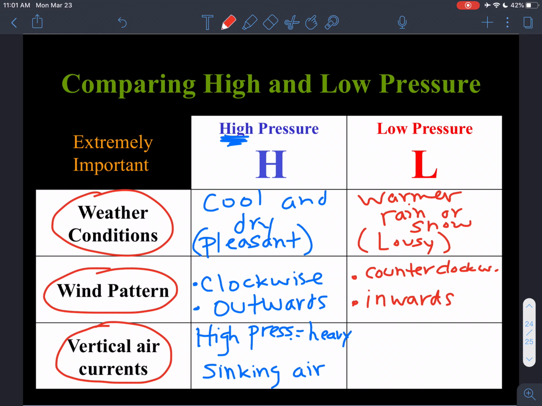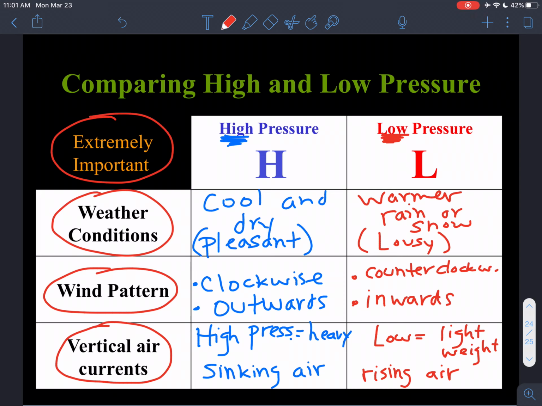Okay. And for the vertical air currents, because it is low pressure, that means there's not a lot of molecules. So low pressure equals lightweight. And you could also think of warm air, and warm air likes to rise. So we'll say rising air. Okay, so this is really important. These are the takeaways that you need to understand for these notes here.